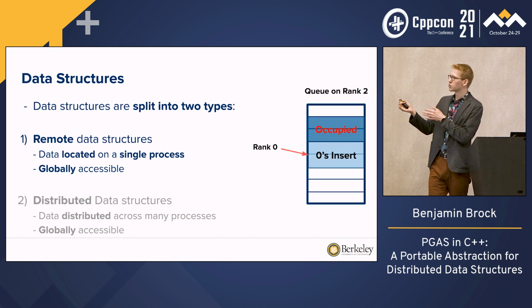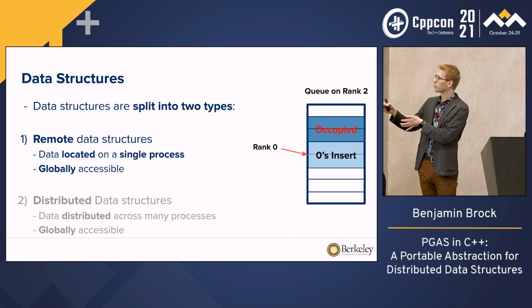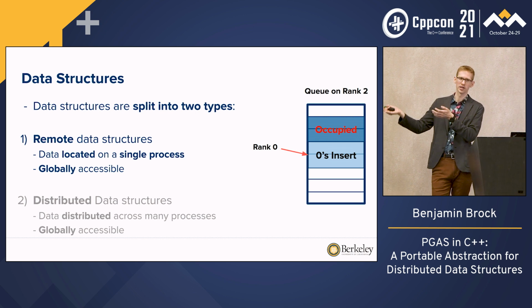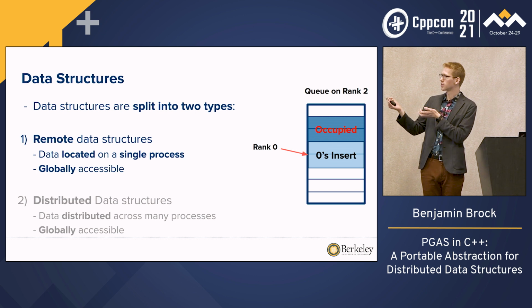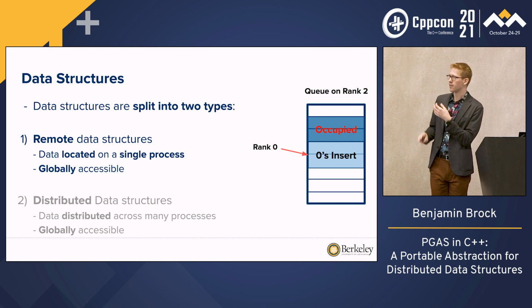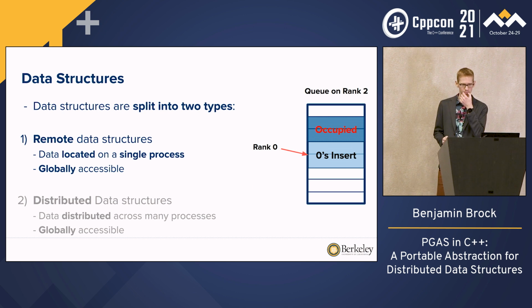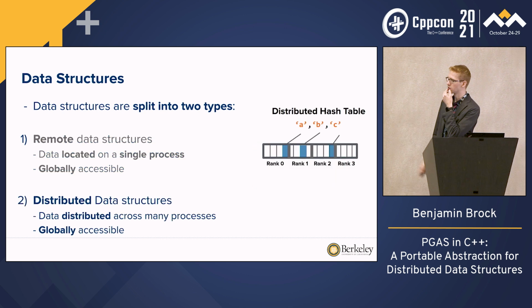A good example of this would be something like a queue. So we have a queue data structure that lives on rank number 2 here. However, it's accessible by all the other processes. So we can see in the animation, we have rank number 0 inserting into this queue. And this is useful for shipping data around in an asynchronous way and so forth. You can see all the other ranks are able to insert into this queue.